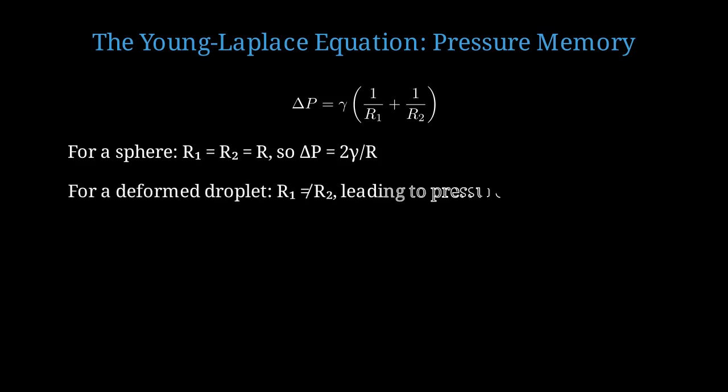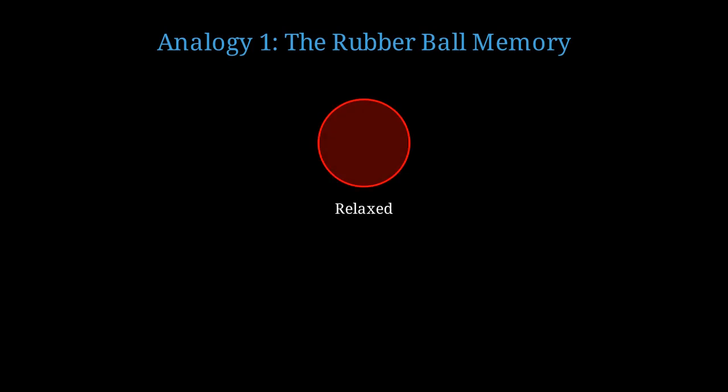But for a deformed droplet where R1 does not equal R2, we have spatial variations in pressure that drive internal flows. Let me give you an analogy. Imagine squeezing a rubber ball and then releasing it. Initially, the ball is perfectly round and relaxed. You squeeze it into an ellipse. The rubber stores elastic energy in this deformed state.